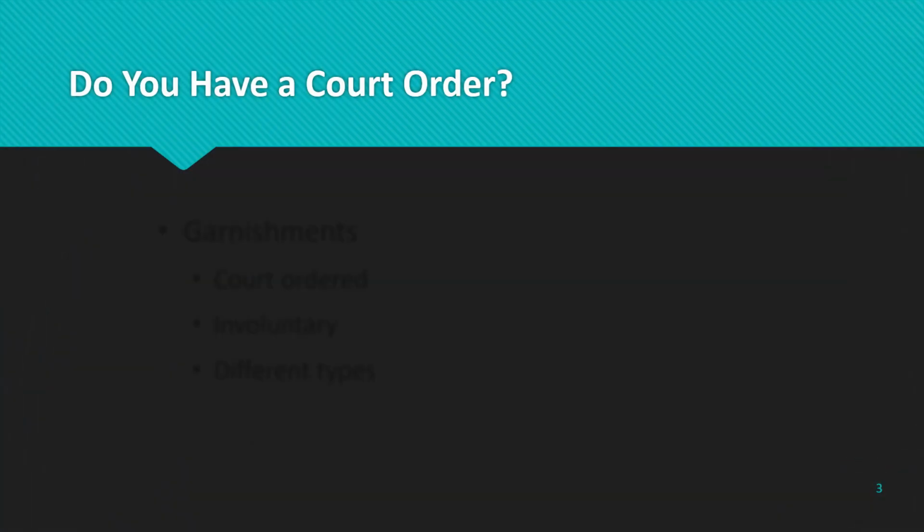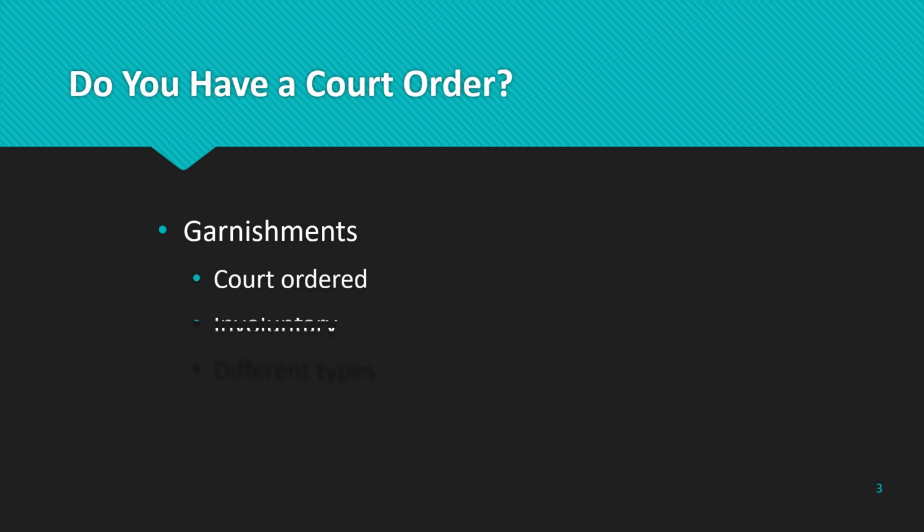The first thing you need to do is determine whether or not you actually have a garnishment. A garnishment will be a court order. It is an involuntary withholding. We, as payroll and accounts payable professionals, are court ordered to withhold from either an employee or a contractor. There are different types of garnishments, such as creditor garnishments, child supports, student loans, and so on.